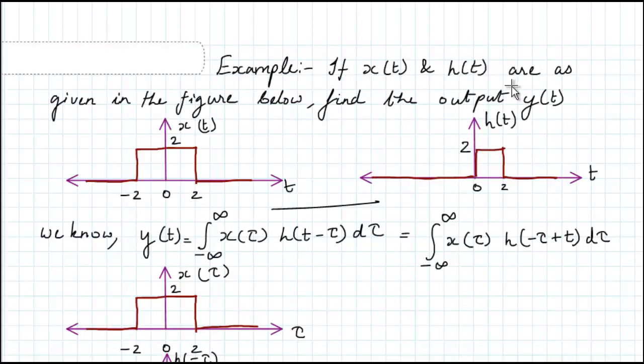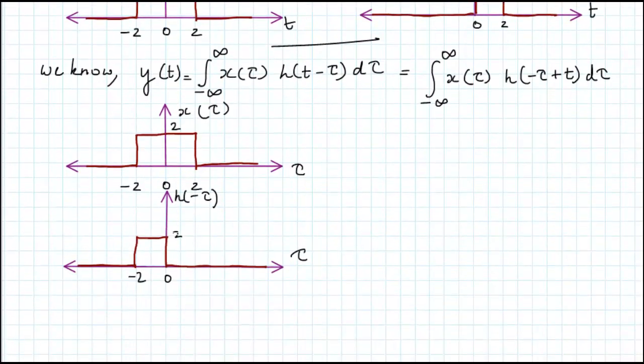Hello students. So we will continue from the problem that we had discussed in the last video of convolution integral. So the question says if there is a signal x of t which is passed through a system h of t, which are as given in the figure, find out the output y of t. Obviously we know that y of t has to be calculated using the convolution integral. And based on that equation, here we have made a slight change. Instead of h of t minus tau, we have written minus tau first and then plus t.